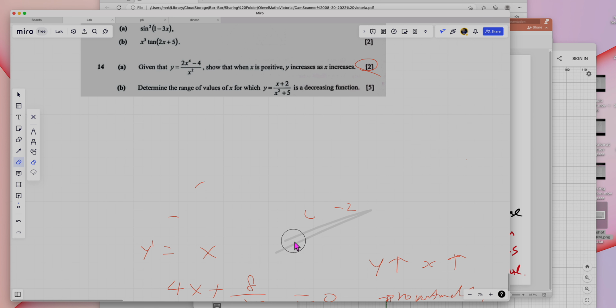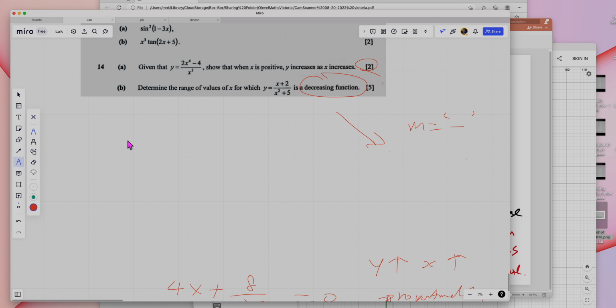Decreasing function means it goes down. That means the gradient is negative. So what you need to do is show that the gradient function is less than 0. It's negative, not negative 1. It can be any negative value. Does it make sense?